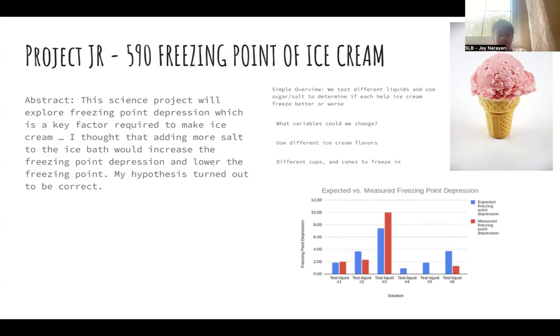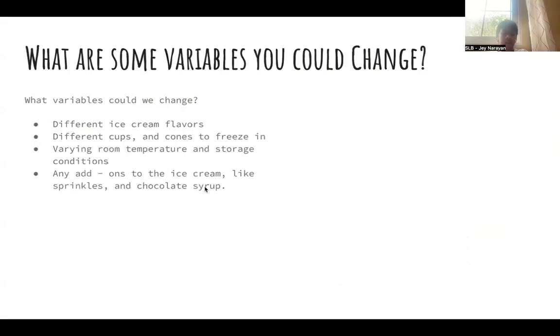If we move on to the next slide, we'll see some more variables we could change, like storage temperatures. How you store your ice cream, how cold the environment is that you store your ice cream in, the room temperature that you serve the ice cream in, and anything else you add, like chocolate syrup or sprinkles.